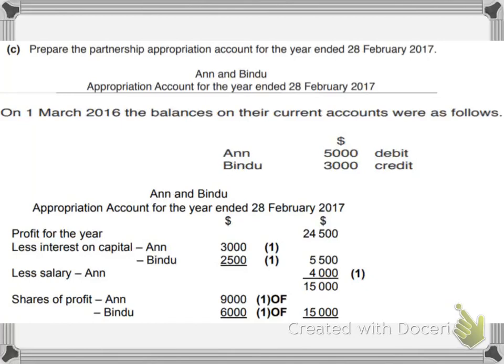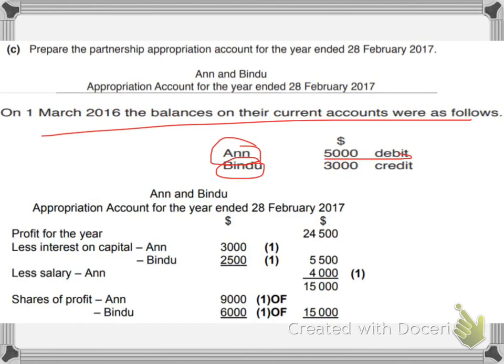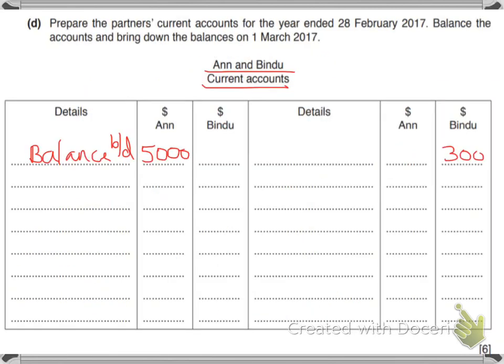But first, before that, they've given an additional information here for the current account. These two pieces of information are the balance brought downs. So first we need to record the balance brought down, and first we record Anne's. Anne's is 5,000 and we record it on the debit side. So here on Anne's side we write 5,000 and balance brought down, and then we have another balance brought down for Bindu. It's 3,000 on the credit side. So here on Bindu's side we write 3,000 and balance brought down.